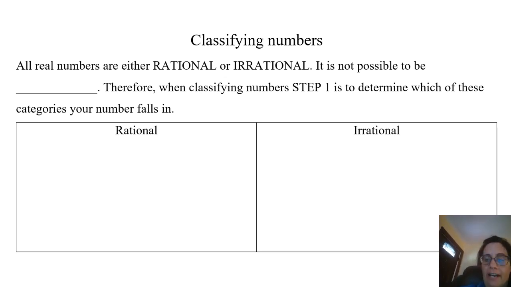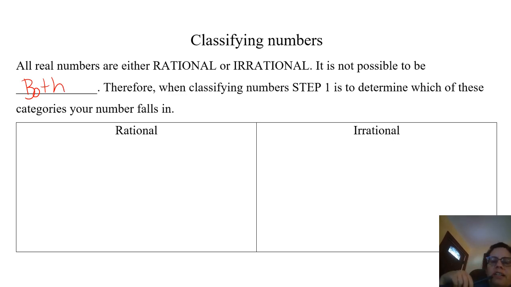So you know that you're going to have an assessment that comes up soon, but let's look at this lesson called Classifying Numbers. This one isn't too hard at all. All real numbers, which is what we've been working mostly with, are either rational or irrational. It is not possible to be both. It's one or the other.